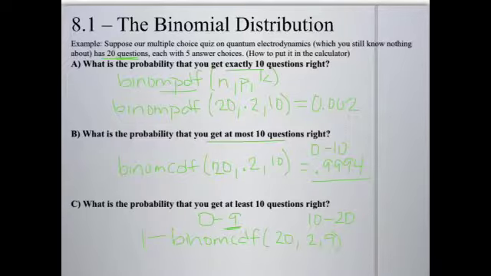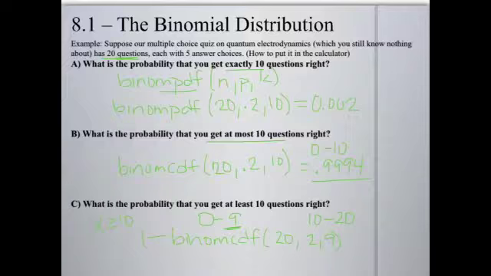Remember, the probabilities always add up to 1. If X is greater than or equal to 10, think back to the normal curve. Whenever we did greater than, we subtracted from 1. We did 1 minus. Same thing here with the binomial distribution. Anytime we have a greater than sign, we're going to do 1 minus.